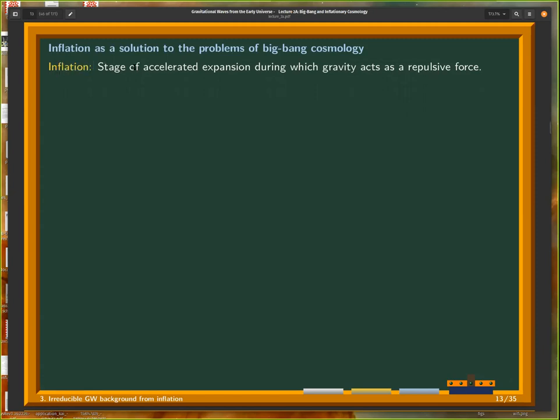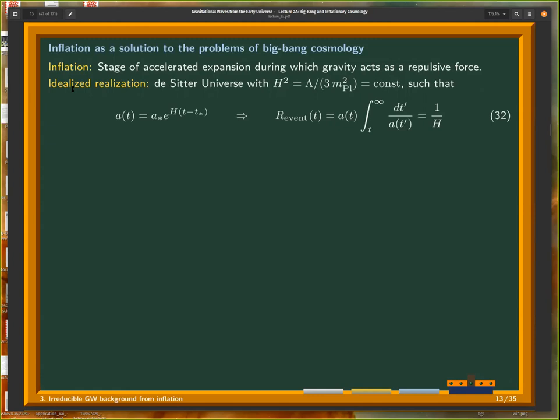So inflation denotes a stage of accelerated expansion, almost exponentially fast expansion, during which gravity acts as a repulsive force. The idealized realization of inflation would be just a de Sitter universe with a constant vacuum energy density or cosmological constant. In this case, the Hubble rate is constant, and the Hubble rate is a dot over a, the time derivative of the scale factor divided by a. If I solve this for the scale factor, I find that in de Sitter space, my scale factor grows exponentially as a function of time, where the Hubble rate appears up here.